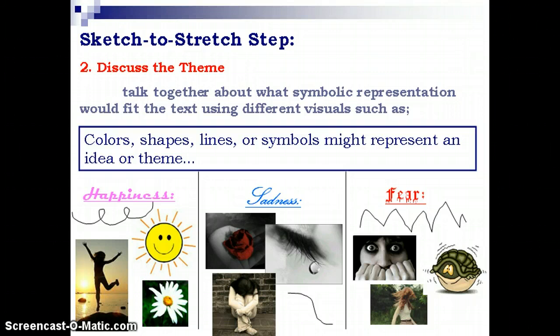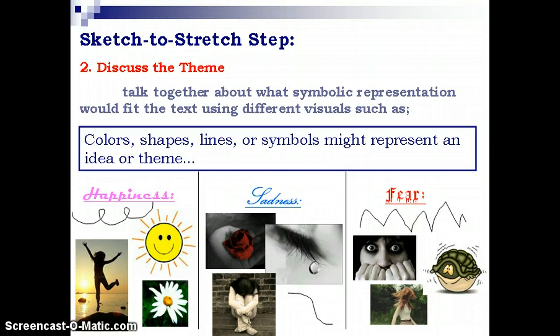Sadness might be represented with a teardrop. It also might be represented as a person with their body that is very closed and their head that is down. Also showing lines that are lonely and alone.